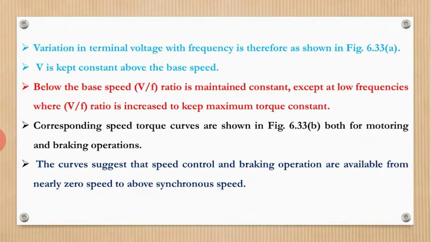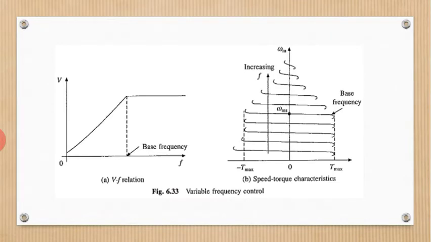So now how we are obtaining the V by F, varying the V by F, and how we are achieving the speed control, I am going to discuss now. This is one characteristic plotted here, variable frequency control. First one is figure A, voltage and frequency relation.